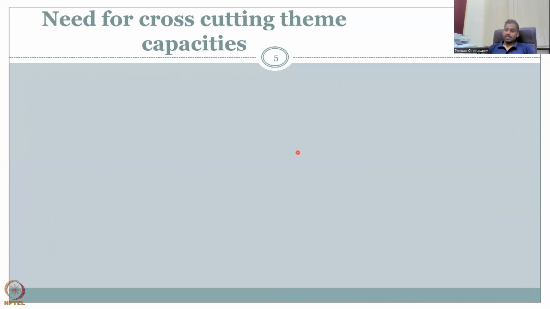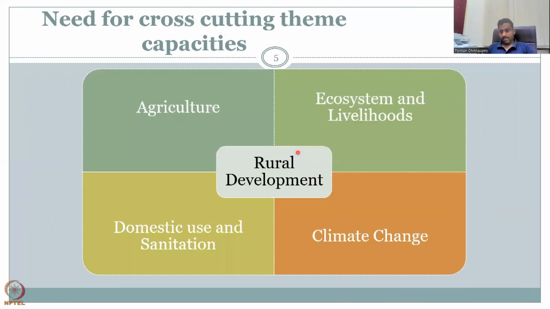Because rural development is multidisciplinary and complex, it needs cross-cutting theme capacities. People who are well versed in agriculture need to talk about rural development, same as ecosystem and livelihoods, domestic use, and climate change. If we leave the people behind and just focus on agriculture, then rural development will not happen. Same way, if we ignore climate change and think that water is enough for agriculture and domestic use, we will get caught. So all of this, the major things I've captured here, is important for rural development.